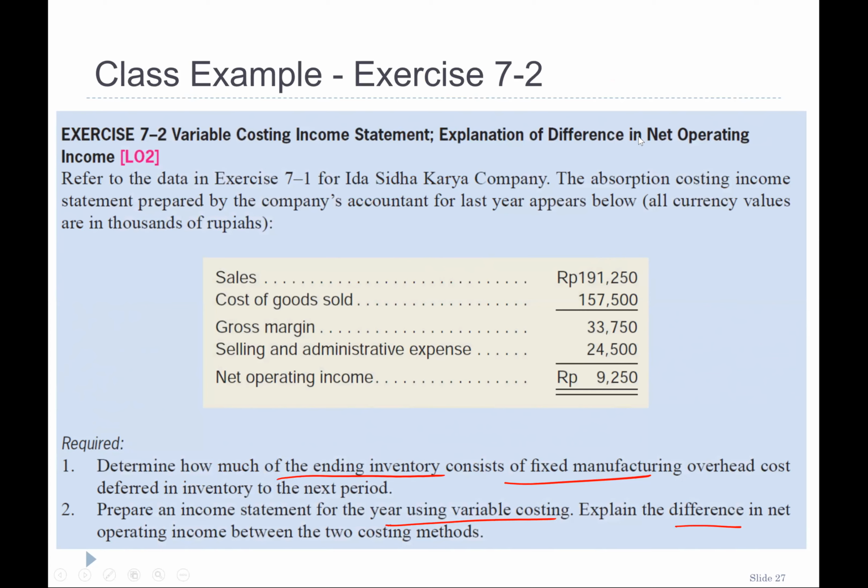Please take a picture. So 7.1 example, you already calculated the variable costing and fixed costing values. Please put it here and find out the ending inventory. How much the ending inventory consists of fixed manufacturing cost, and then you need to prepare the variable costing. Please take a picture, and I'm going to be starting the breakout room. Here we go.